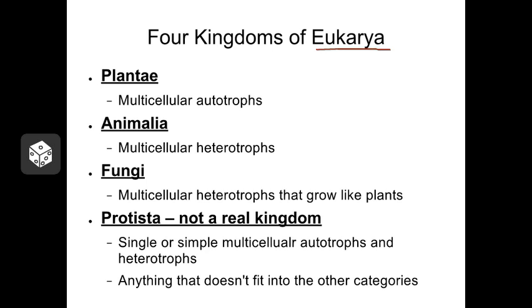Now, the domain Eukarya can be broken down into 4 smaller groups. In general, we call these groups kingdoms. So let's take a look at each kingdom in a little bit more detail.